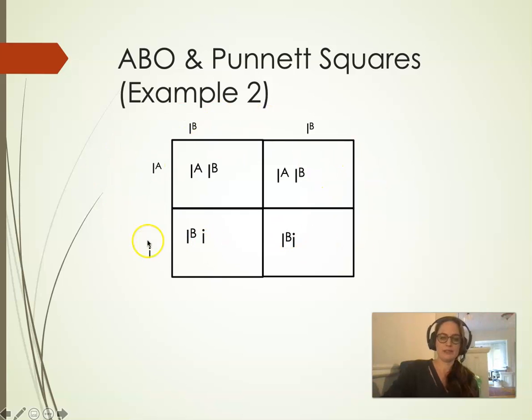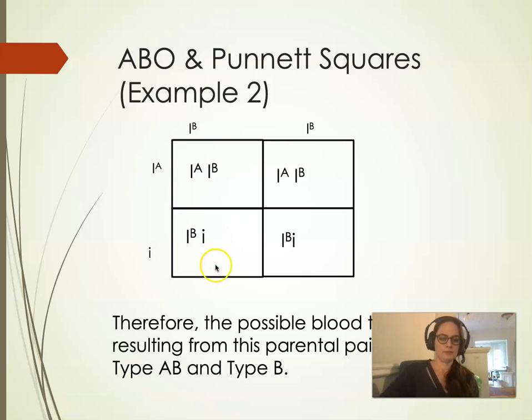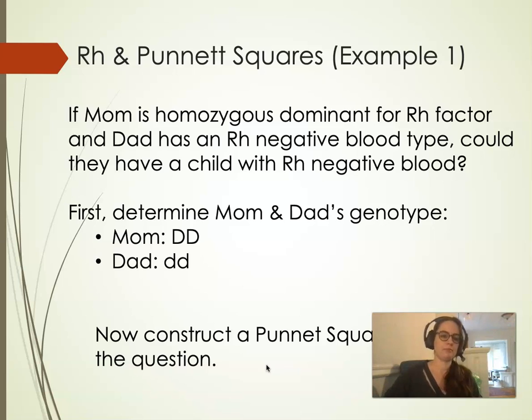So probabilities, 50% AB, 50% B, and heterozygous for B. So the possible blood types of their offspring are AB and B. And again, we still don't have positive or negative. That goes on a different square.